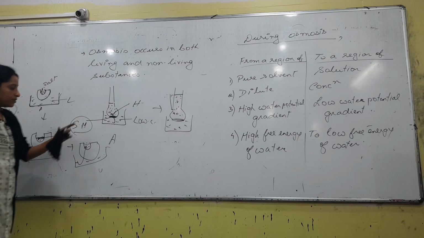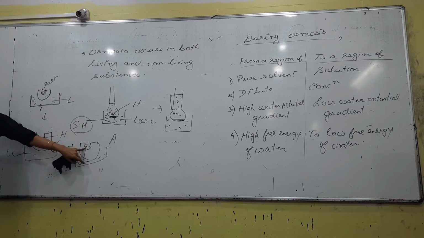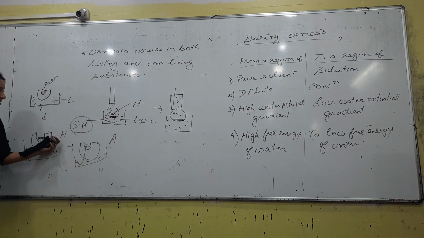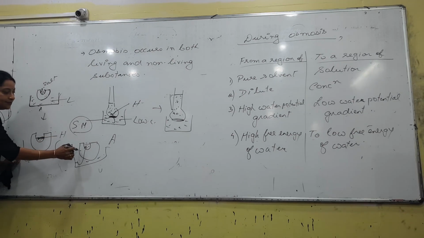The level has increased because of osmosis. The level increased because of absorption. Absorption by which process? Absorption by osmosis. In this case, we have said that this is the semi-permeable membrane. If this is osmosis, then a semi-permeable membrane is needed. Which one? The potato itself.